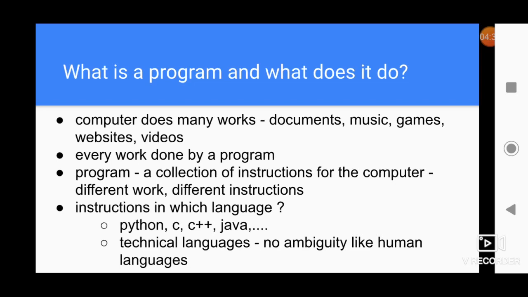Therefore some technical languages have been created which are not ambiguous. That means for any meaning you have exactly one sentence or one phrase of words only in those technical languages, which the computer can easily understand. Examples of such technical languages are Python, C, C++, Java, etc.